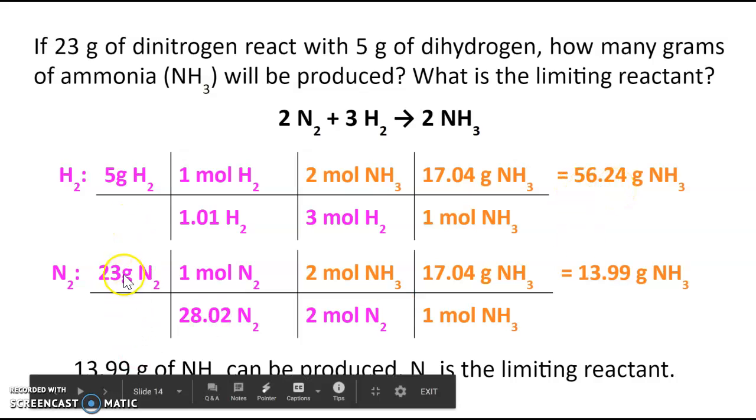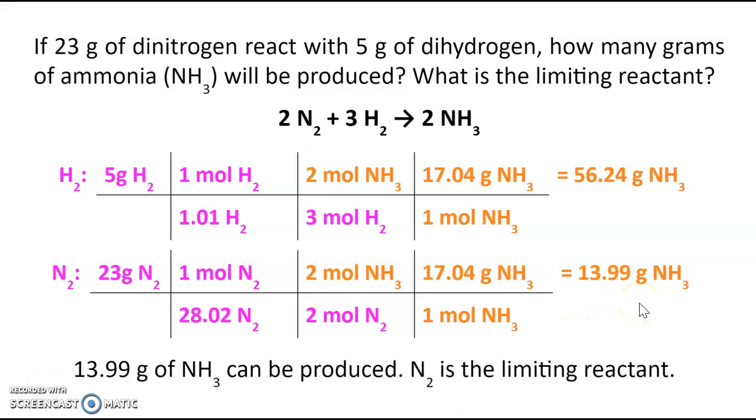Then I can take my 23 grams of nitrogen and my molar mass of nitrogen gas, 28.02, and then I have my molar equivalency, use the mass of ammonia, gives me 13.99 grams of ammonia as the product. So we pick the smaller amount, that's how much we can produce. And then nitrogen is the limiting reactant because it's the one that produced the smallest amount of product.